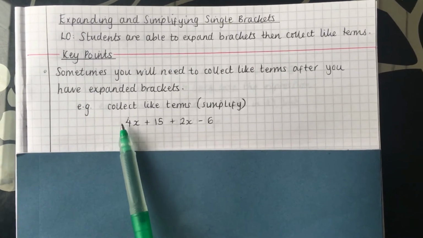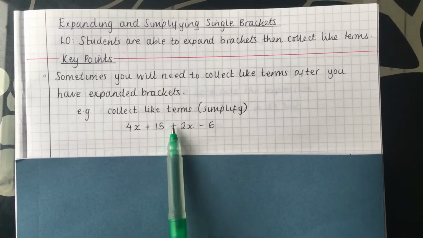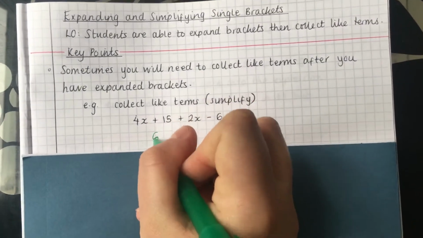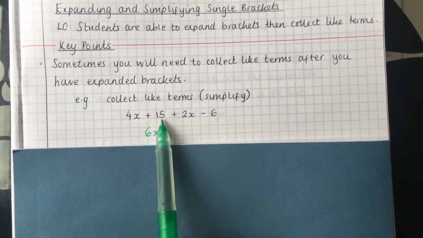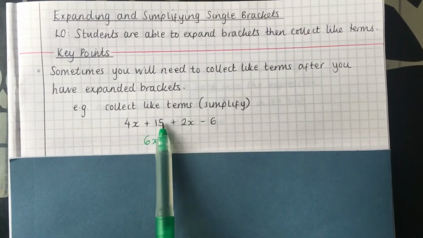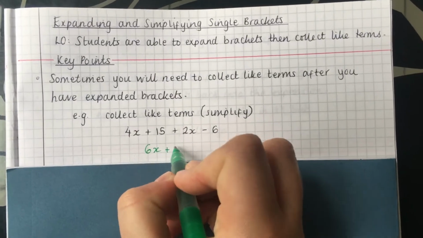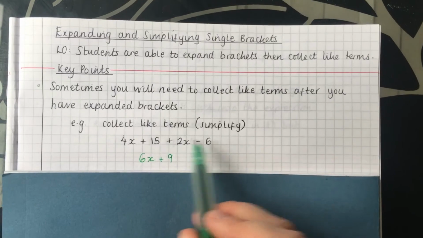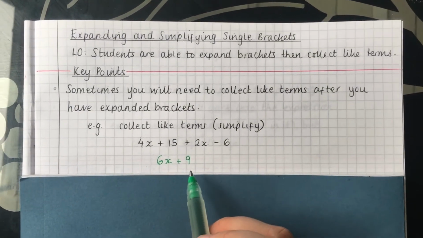4x is positive, it's got like an invisible plus sign here that we don't write down. 2x is also positive because it's plus 2x here. So we get 4x plus 2x gives us 6x. And then we've got positive 15, so 15, and this is minus 6 because the minus is to the left of the 6. So 15 minus 6 is 9. So our final answer is 6x plus 9. And it's plus 9 because even though this 6 is minus, 15 minus 6 ends up with a positive. So we put plus 9 there. So that's what I mean by collecting like terms and simplifying.